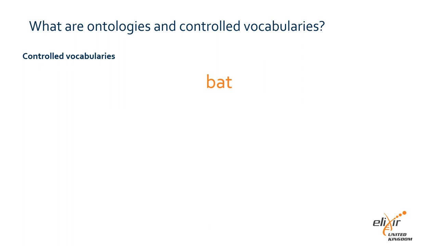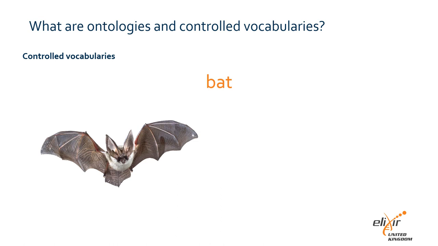So, what are ontologies and controlled vocabularies? Let's start with controlled vocabularies. When I ask you to think of a bat, do you think of the animal or a baseball bat? In many cases, the context in which you use the term will make it obvious which one you mean. However, if you use bat as a search term for an internet search, the computer has no way of knowing what you are looking for. The same is true when querying life science databases. It's important that the search engine unambiguously knows what you are looking for.